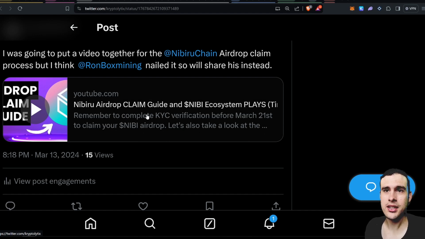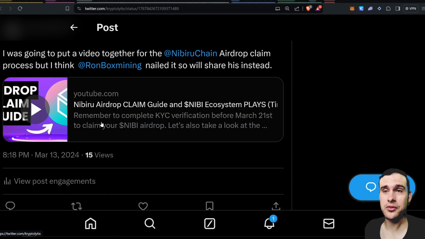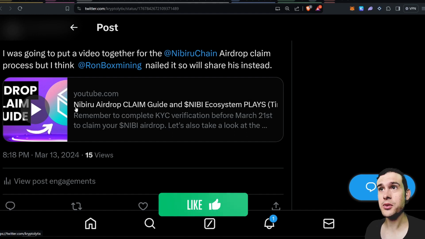So there's quite a few steps. You've got to do face verification and a few other things, which is kind of annoying, but it is what it is. But yeah, the testnet got rewarded very handsomely. I didn't do enough in the testnet, or early enough, so I didn't really get anything for that. But anyway, just in case you did, there is a really cool video here that you can watch for more information on the claim process for the airdrop.